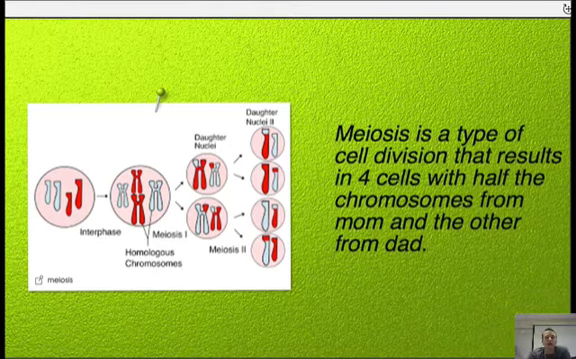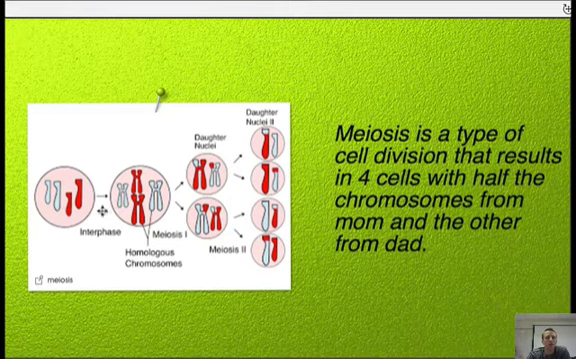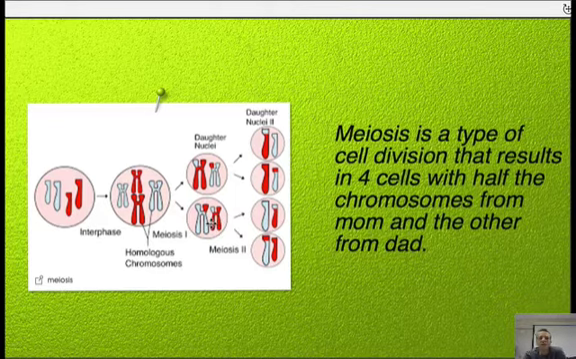And as you can see here, notice, it has interphase. There's meiosis 1 and then meiosis 2. So that's another difference we'll get into, where meiosis divides twice, whereas mitosis only divided once. So once again, meiosis is cell division that results in 4 cells. You get half the chromosomes from mom and the other half from dad. So we're getting into more of the characteristics, like why your hair is brown or your eyes are blue or anything along that nature as well.